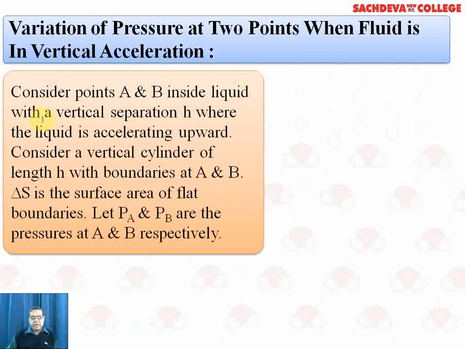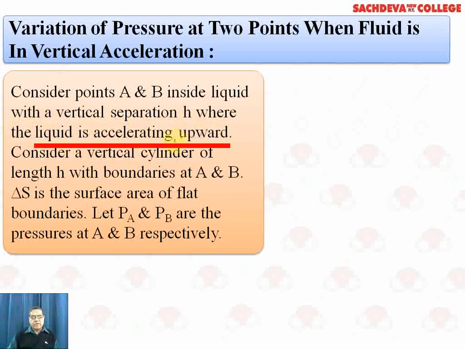So we have to consider the liquid and select 2 points, point A and point B. We have to check how much pressure is operating at points A and B, and both points are in the vertical plane. So they have a vertical separation H. Between A and B, the separation is H.